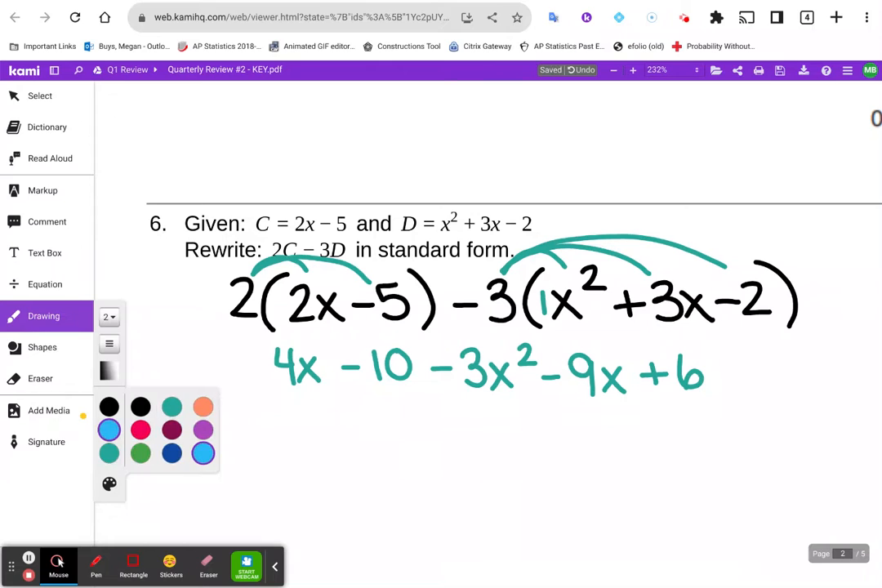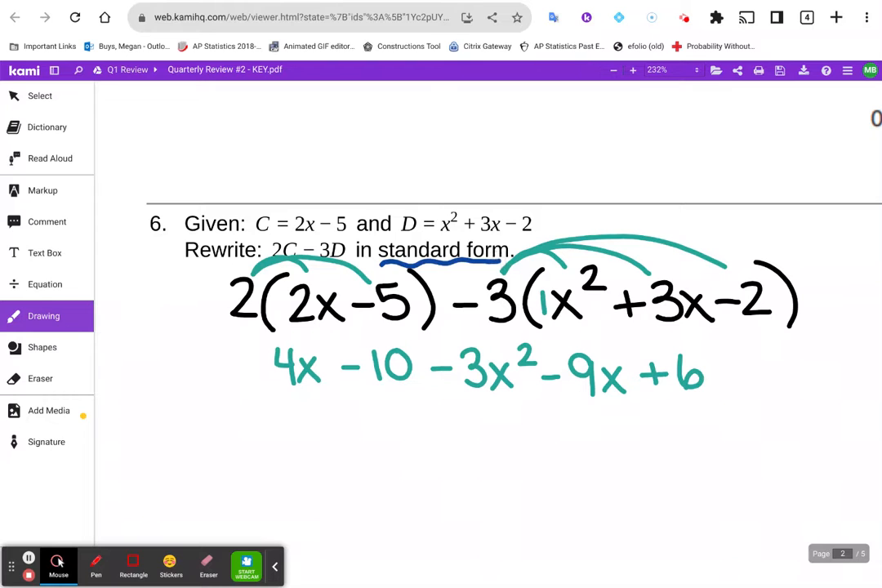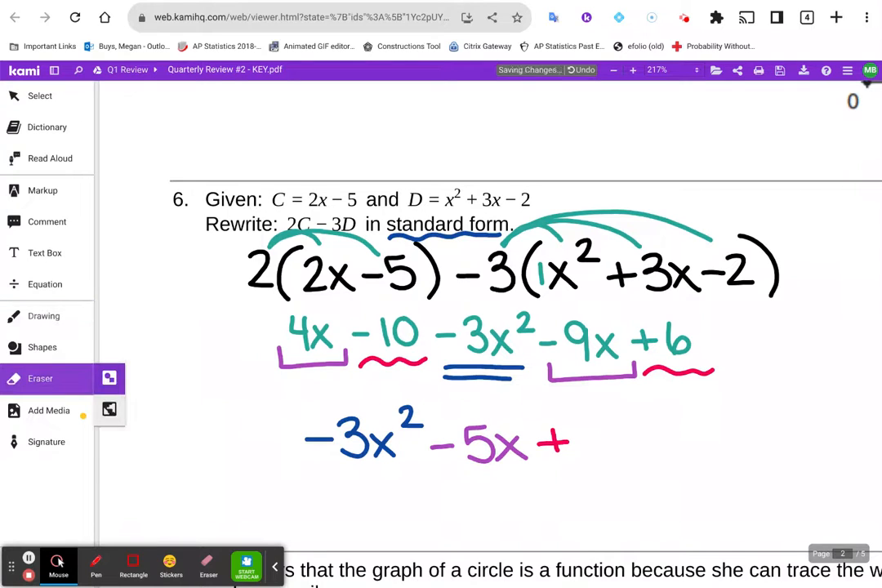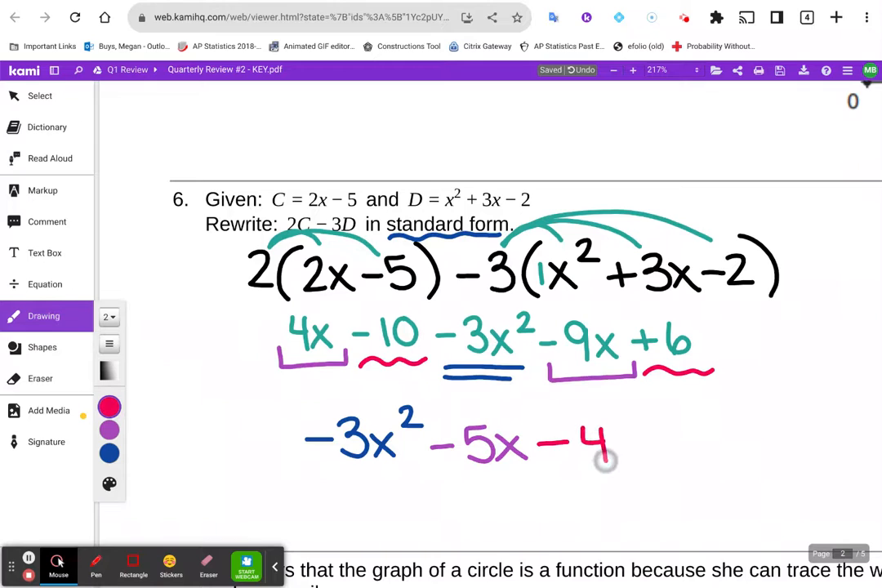We're getting ready to combine like terms. Again, because of standard form, I'm going to start with the highest exponent. Negative 3x squared is going to lead off here. It's the only thing with x squared, so we don't combine it with anything, and that would be our first component. Now, x's include 4x and negative 9x. So 4 minus 9 in our calculator is going to be a negative 5x. And negative 10 plus 6, negative 10 being bigger, is going to be negative 4.